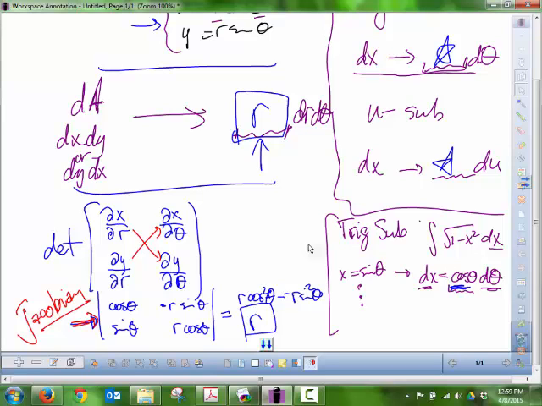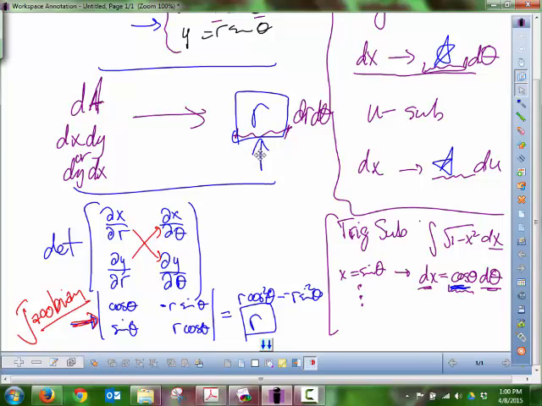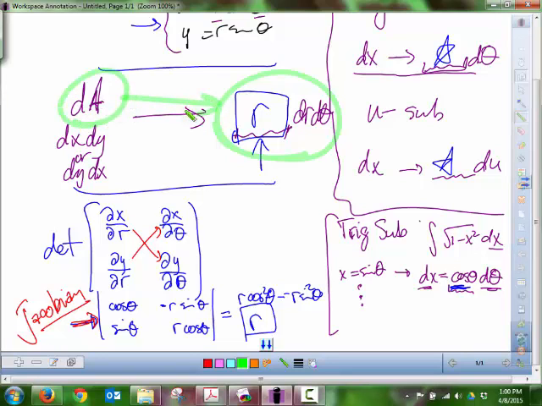The Jacobian is essentially the derivative of the transformation. And we'll talk more about transformations in the last section. But the main point is that our dA, whenever we switch to polar coordinates, our dA is going to become r dr d theta. So don't forget about the r. Okay?